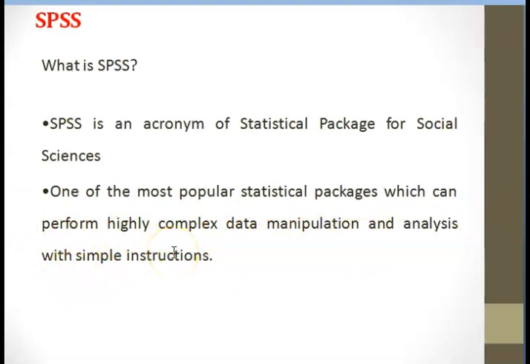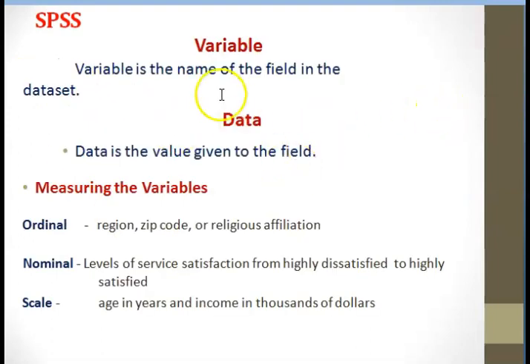If there is a limited number of respondents, say 50, you can do it manually. But if it is more than 500 or 1000, then by using SPSS we can interpret the data effectively. In SPSS there are two things: variable and data. A variable is the name of the field in the data set. I'll show it in the diagram next. And data is the value given to the field. So the value of a field is defined as data.